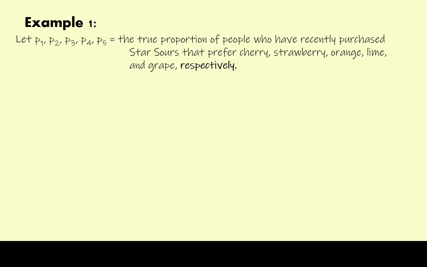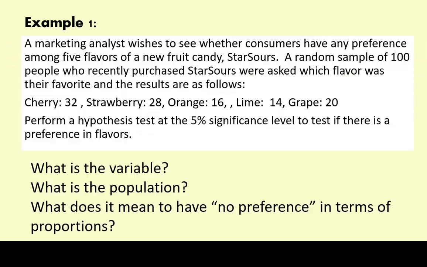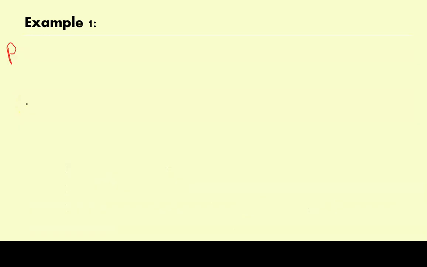So let P1, P2, P3, P4, and P5 be the true proportion of people who have recently purchased Star Sours that prefer cherry, strawberry, orange, lime, and grape respectively. Okay, so that is the P, defining my parameter. Now, the reason why I decided to put them in that order was because that is the order in which they were listed in the problem.